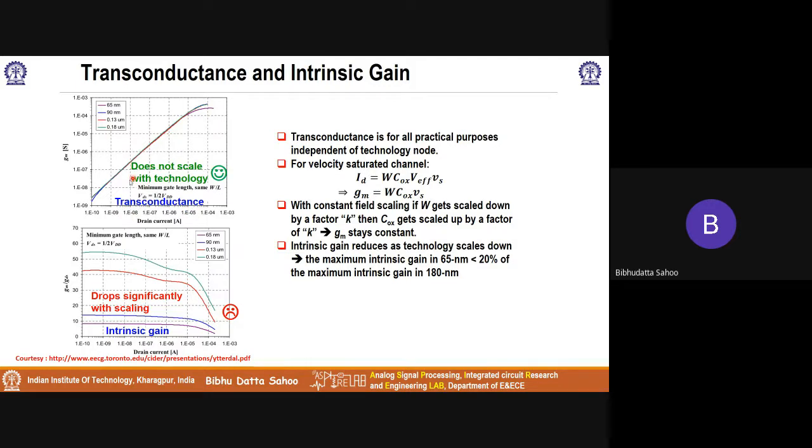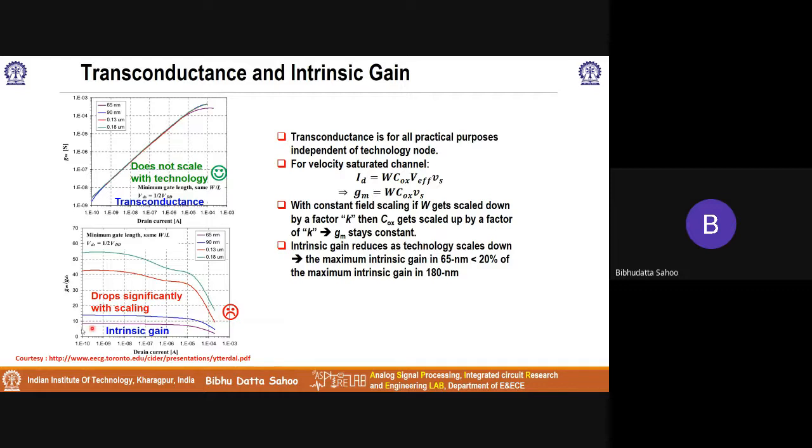As you can see, the gm transconductance, if I consider 180 nanometer all the way down to 65 nanometer, with the drain current on the x-axis, as I vary the drain current, the gm follows the same pattern no matter what the technology node is. So we can safely say that gm does not scale with technology, which is a good thing, because we are not compromising by scaling the gm.